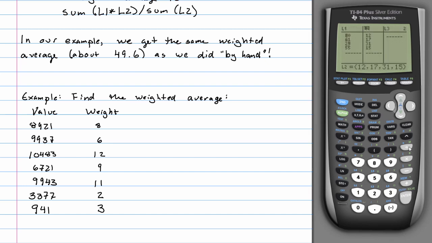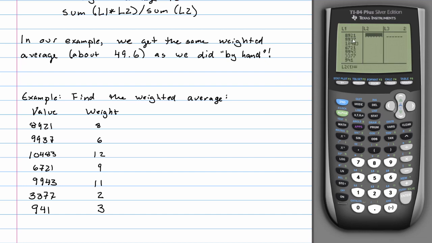So, for this example, my values are 89.21, 99.37, 104.83, 67.21, 99.43, 33.77, and 9.41. Notice, by the way, I wasn't making any effort to say the names of those numbers correctly. I just want to get them entered into the calculator right. I don't care what they're called.